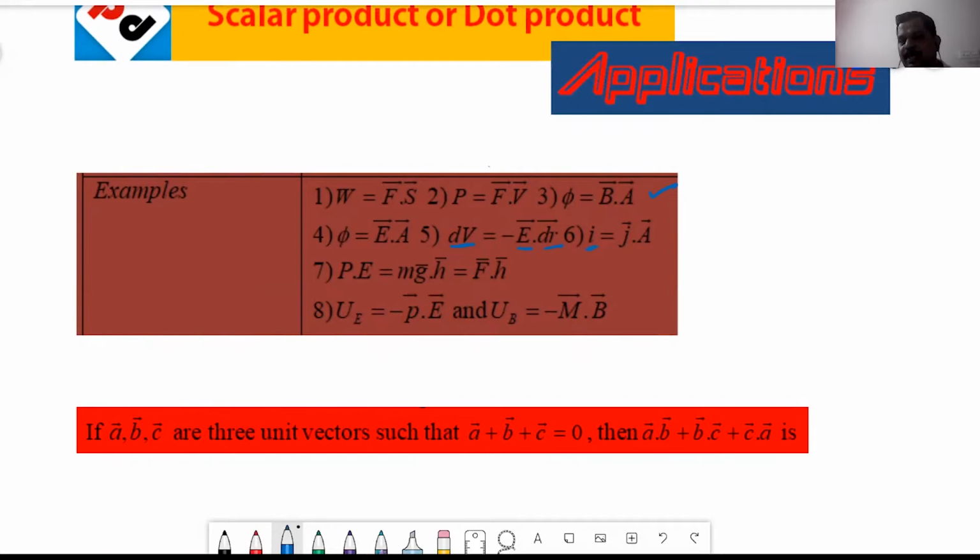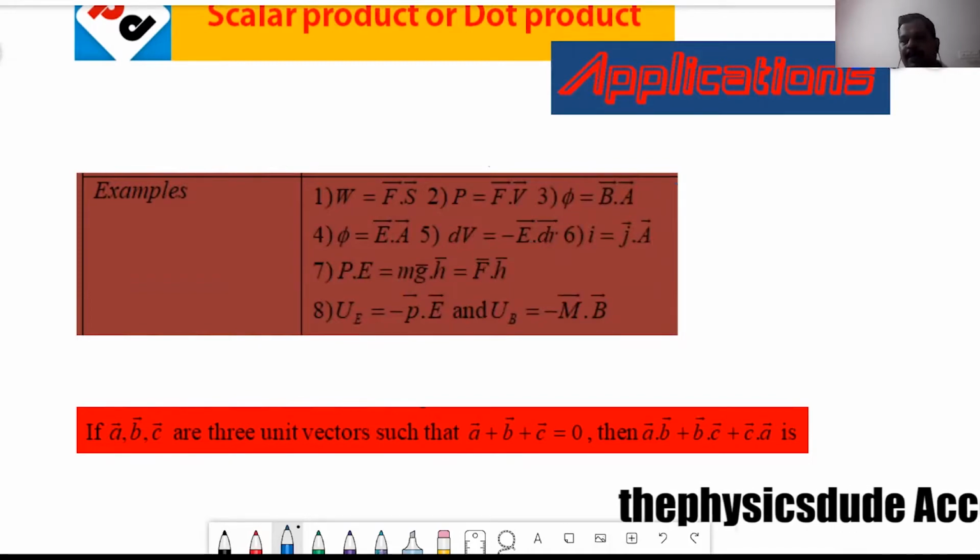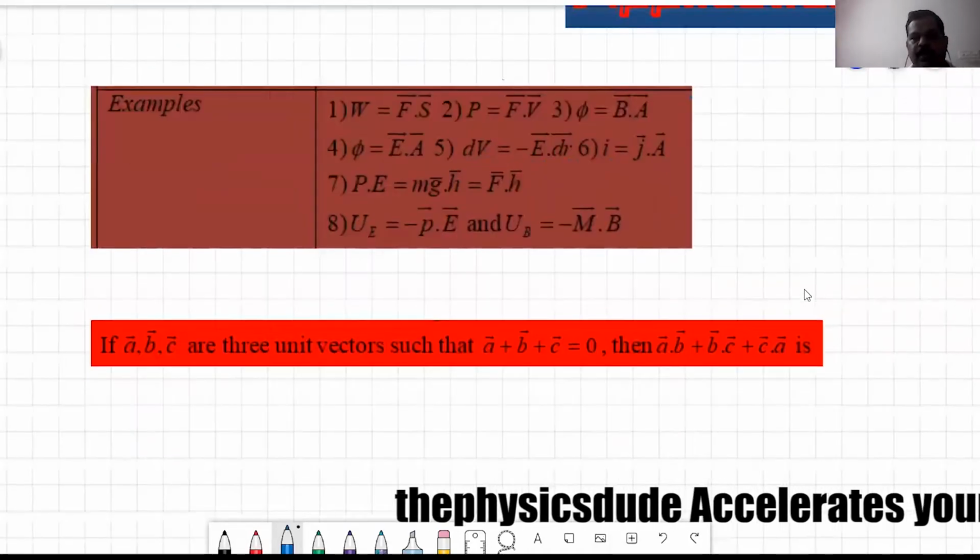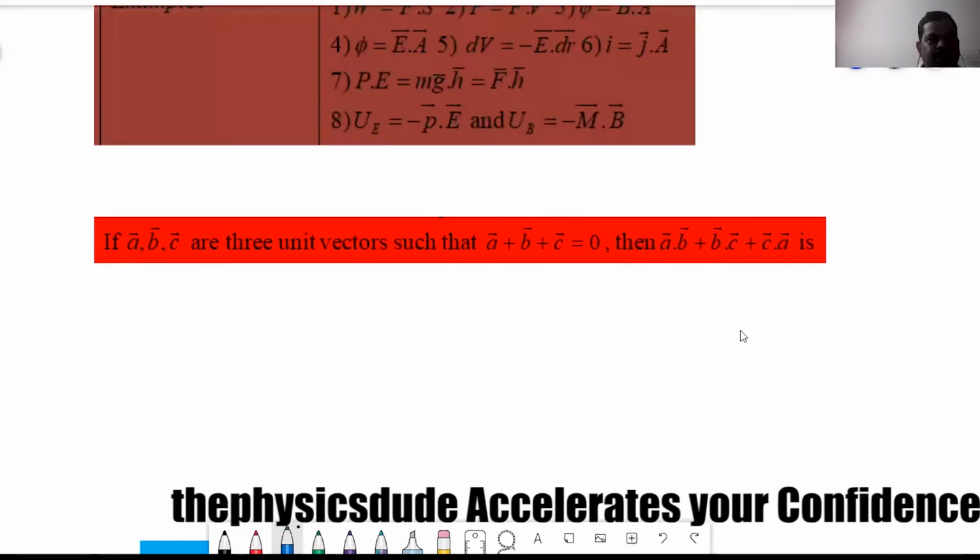Here current is the dot product of current density and area, as I said, and this is again electrical energy, dipole moment dot intensity of electric field. Similarly, this is magnetic potential energy, that is M bar dot B bar. M is magnetic moment and B bar is magnetic induction. You come across all of these in second year, but all of them are applications of dot product only. Let's begin problem number 1.